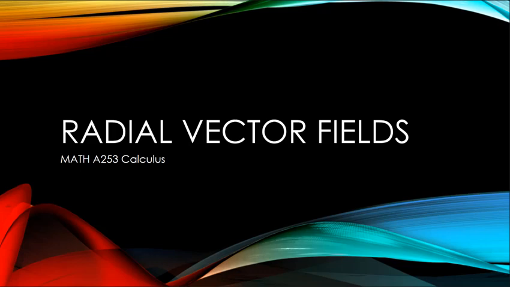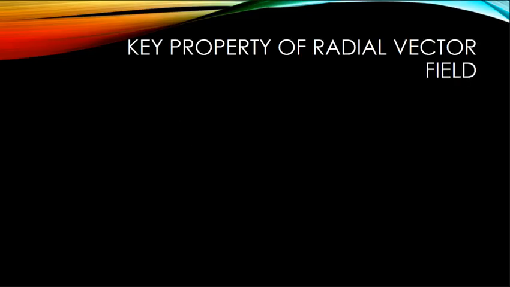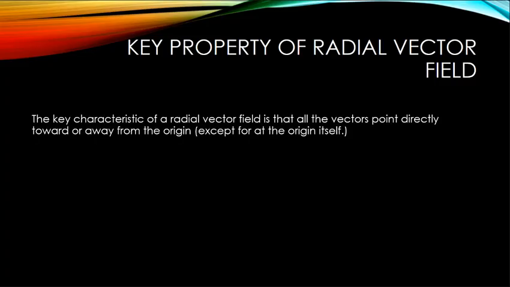In this video, I want to look at something called radial vector fields. There are some key properties or characteristics of radial vector fields that are going to be important to us when I move forward with the kinds of problems we can solve with calculus of multiple variables. The key characteristic of a radial vector field is that all the vectors point directly toward or away from the origin except at the origin itself.